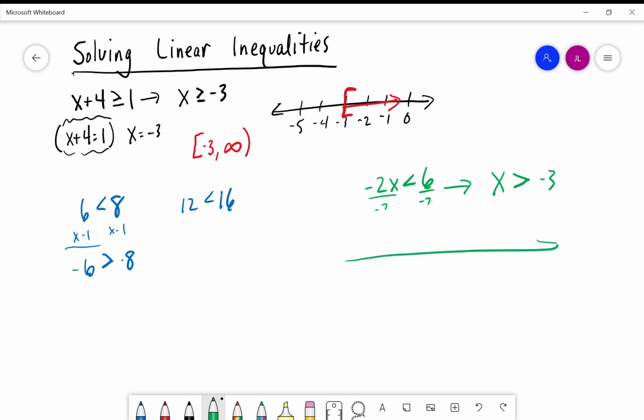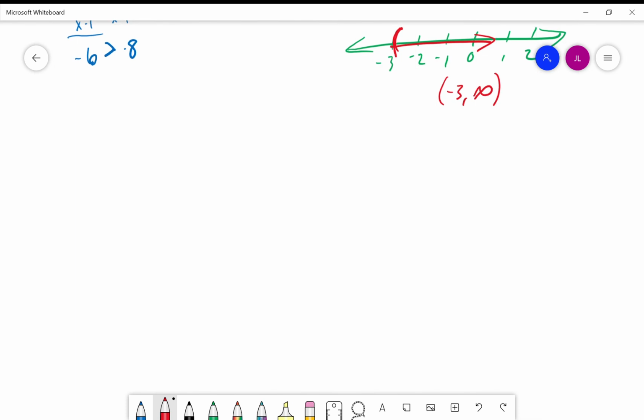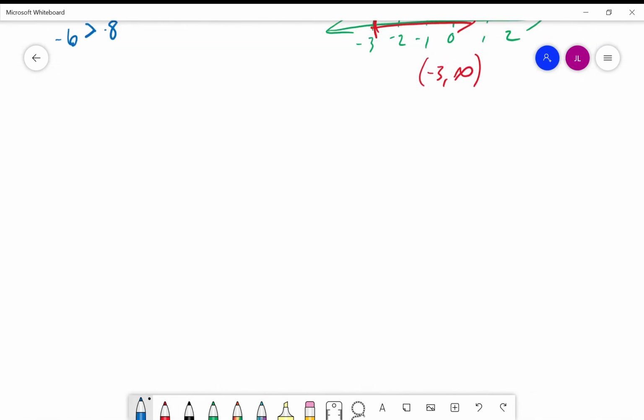If we want to put this on a number line, we're saying x is greater than -3. So -2, -1, 0, 1, 2. We would have greater than -3. We'd use a parenthesis here because it's not inclusive, and we'll be going that way. Interval notation will be a parenthesis, -3, and then infinity. So the big thing here is if we multiply or divide by a negative number, we really have to change that sign. Alright, we'll do one more before we end this video, just to make sure we get it.